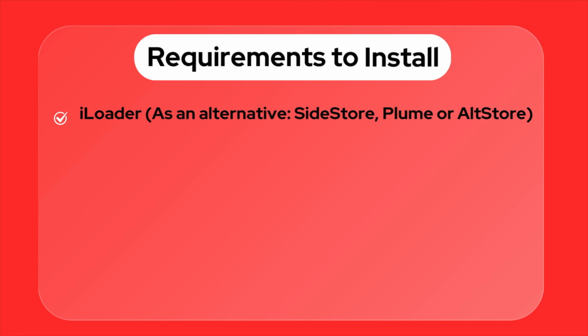For this method, you will need a few important tools. First, you need iLoader. I'm using iLoader in this video because it makes the setup easier to install the required IPA files on iPhone. But if you don't use iLoader, you can also use other side-loading tools like SideStore, Plume, or AltStore. Second, you need the StikDebug IPA file. StikDebug is the app we will use to enable JIT for MeloNX or any games that want to enable JIT.